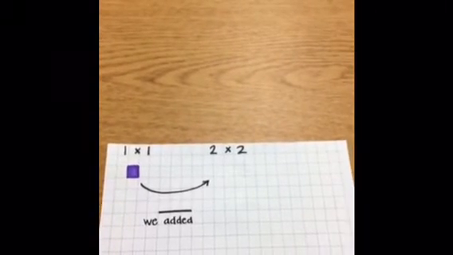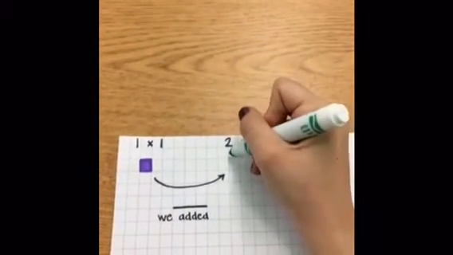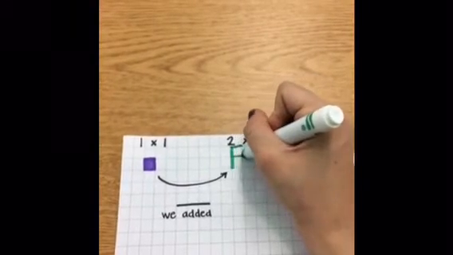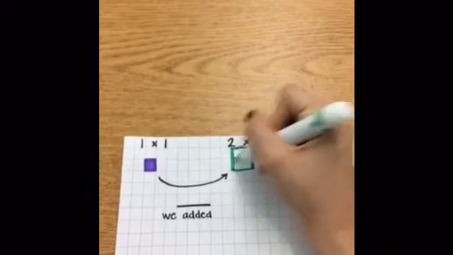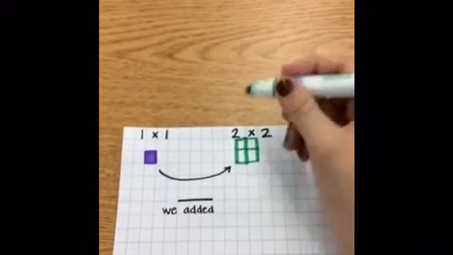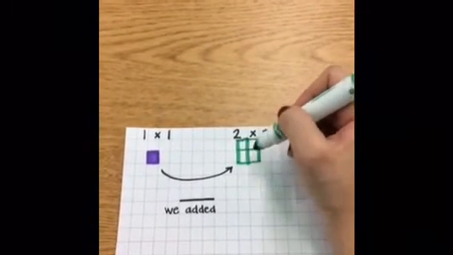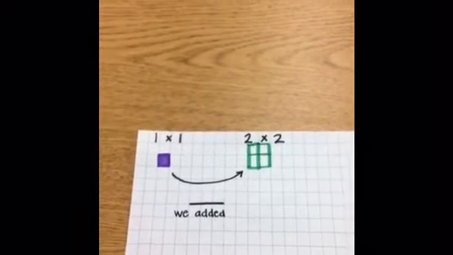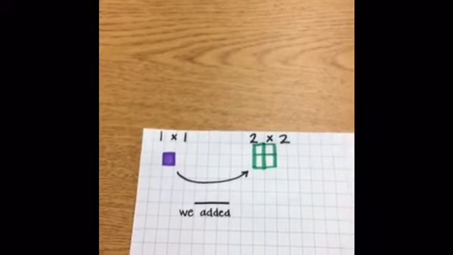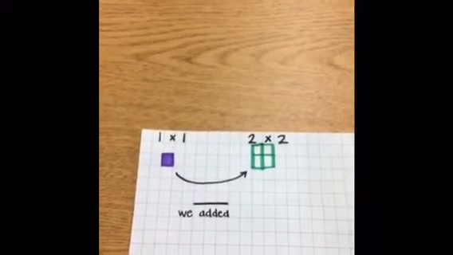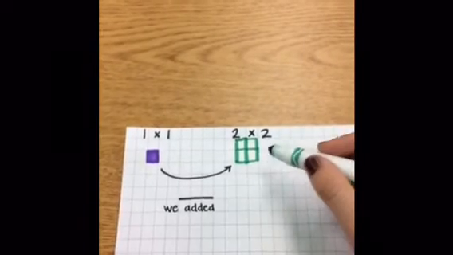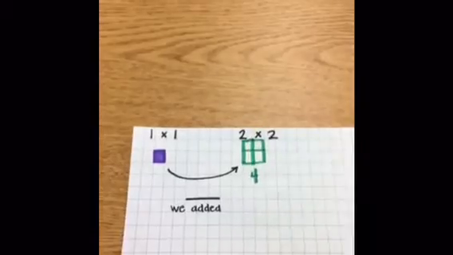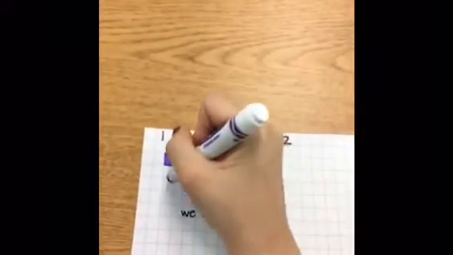So we are going to draw 2 rows of 2 squares. I can see I have 2 squares in this row, 2 squares in this row, so 2 rows of 2 squares. Okay, and we know 2 times 2 is 4, and I see 4 squares. Let's even go ahead and label these. So 4, and I forgot to label this one, it's just 1.